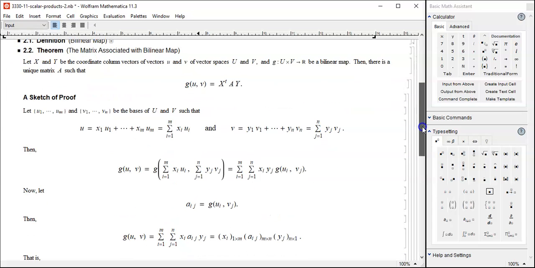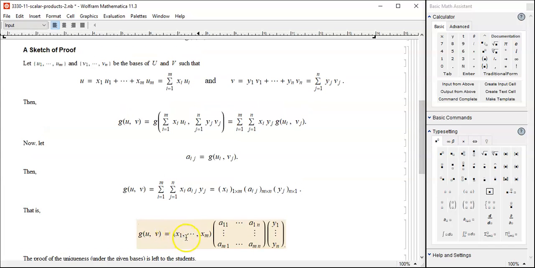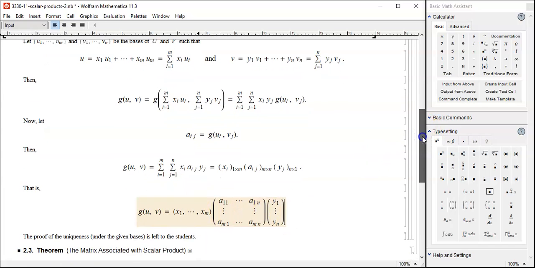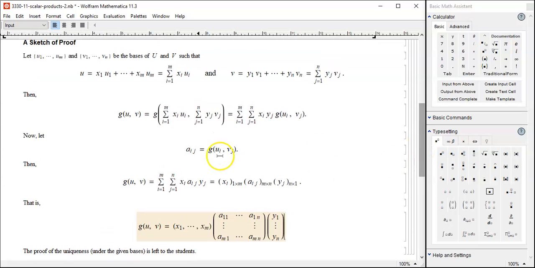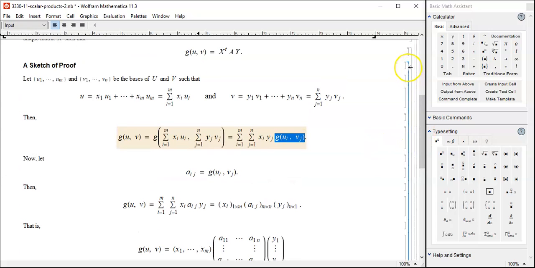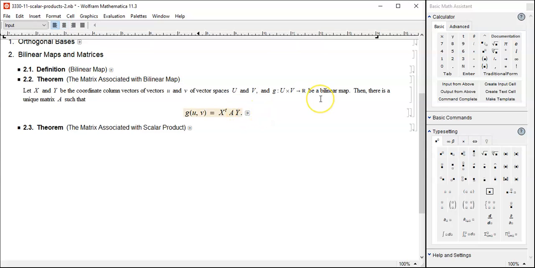Okay, so a bilinear map going over to the real numbers can be written as x transpose A y. And the uniqueness is left to the students. Actually, that's really trivial because we just defined the a_ij's using g of u_i, v_j. So whenever the u_i and v_j are all set, we cannot have anything different. But if you really want to write everything down perfectly, then go ahead and do that. Anyway, for any bilinear map, we have the x transpose A y form.